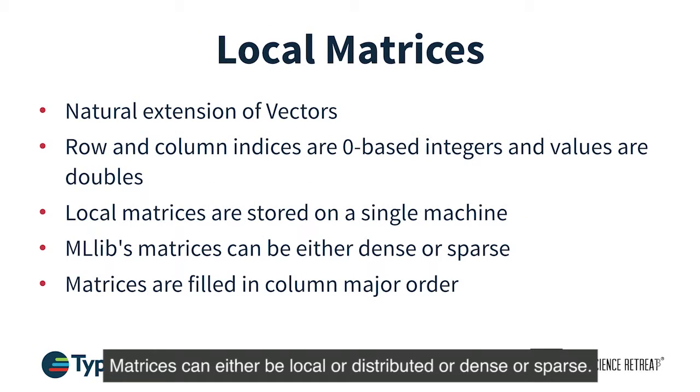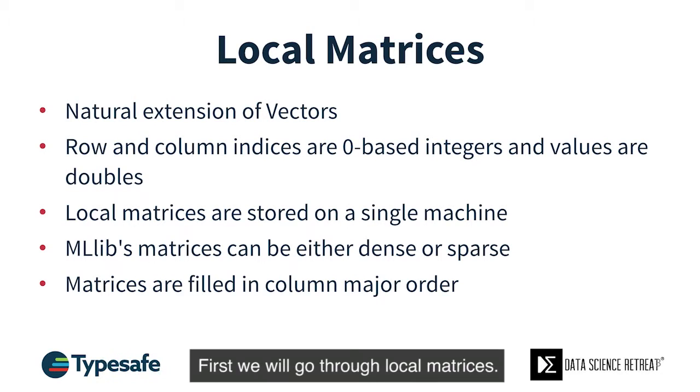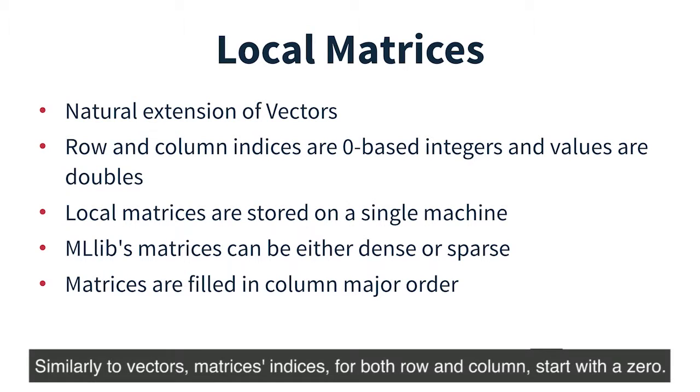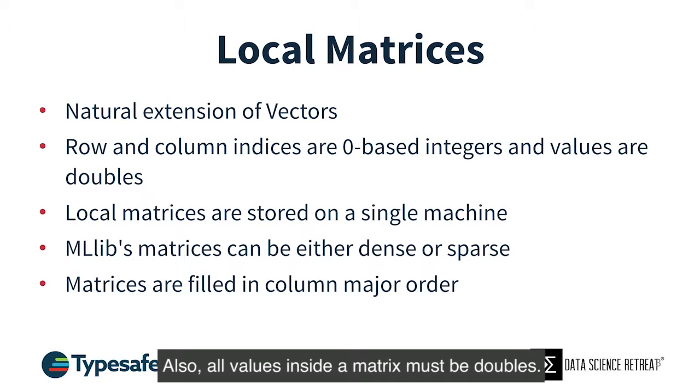Matrices can either be local or distributed, or dense or sparse. First, we will go through local matrices. Local matrices are the natural extension of local vectors. Similarly to vectors, matrix indices for both row and column start with a 0. Also, all values inside a matrix must be doubles.